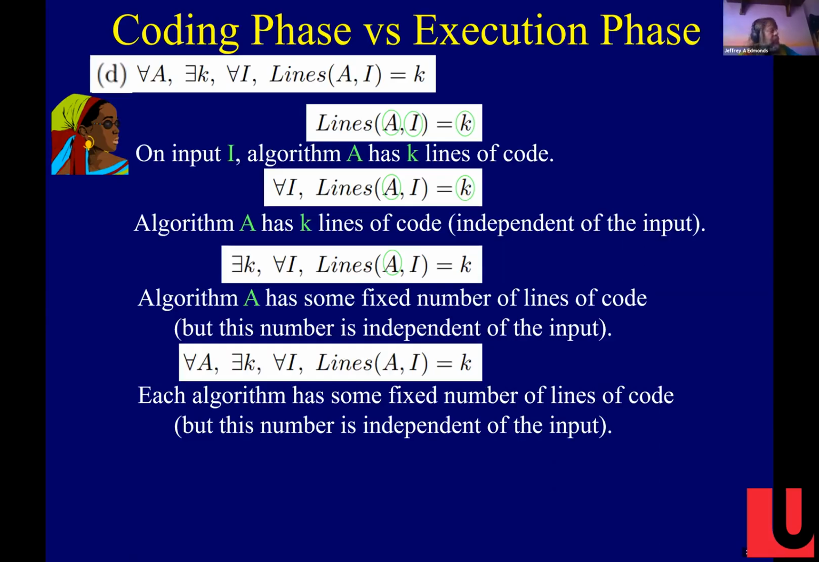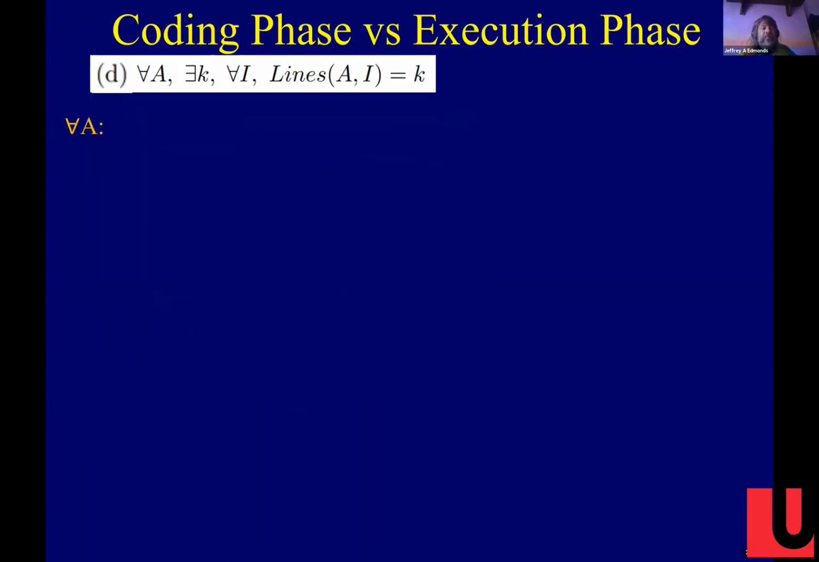So this is saying something different from what we said before. Before, we were talking about algorithms that had some number of lines of code, but maybe there were algorithms that didn't. We were just saying some of them did, and now we're saying every algorithm has a fixed number of lines of code. It's not just that some algorithms have a fixed number of lines of code. Now we're saying every algorithm does.